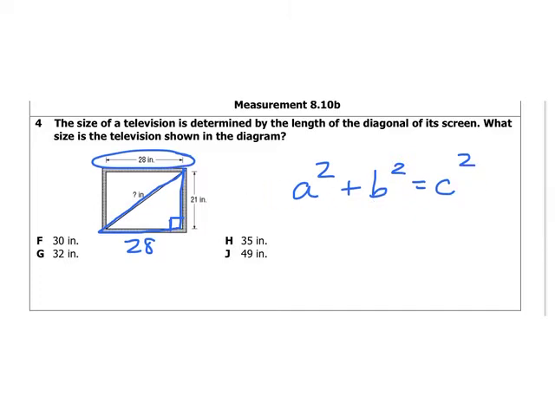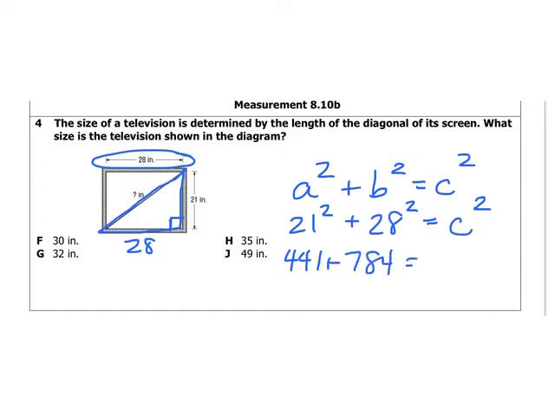And remember that we are finding one of the three sides, and we have to be judicious here. We can't just plug in numbers randomly. We're finding the hypotenuse. We're finding C. So we're going to plug these numbers in for A and B, and we're going to calculate C. So that means that I have 21 squared, which is 441, and 28 squared, which is 784. And the two together is 1225.